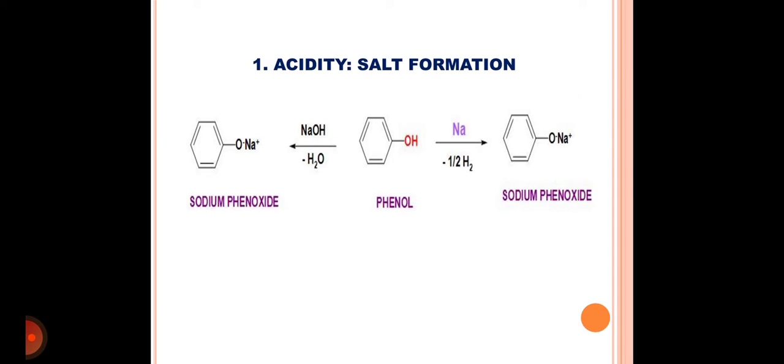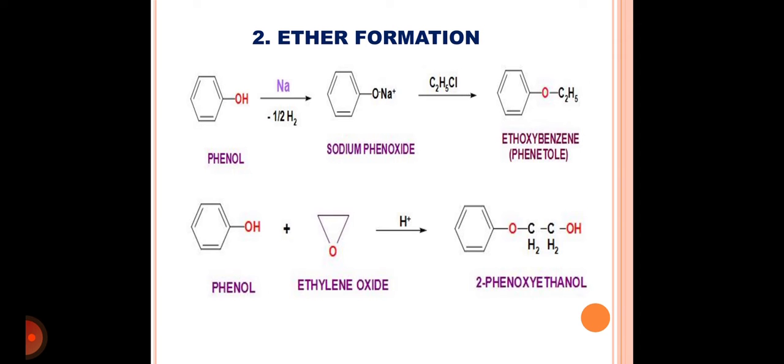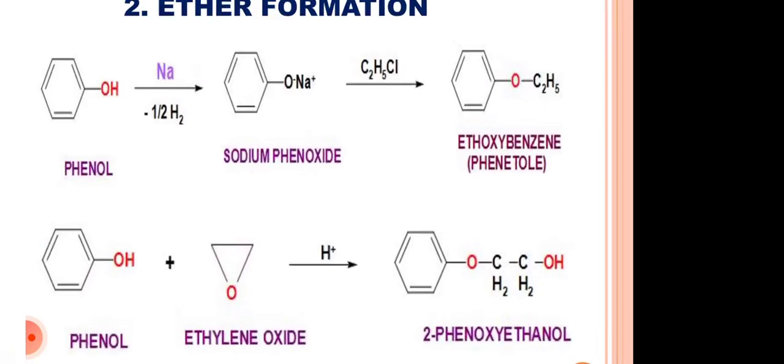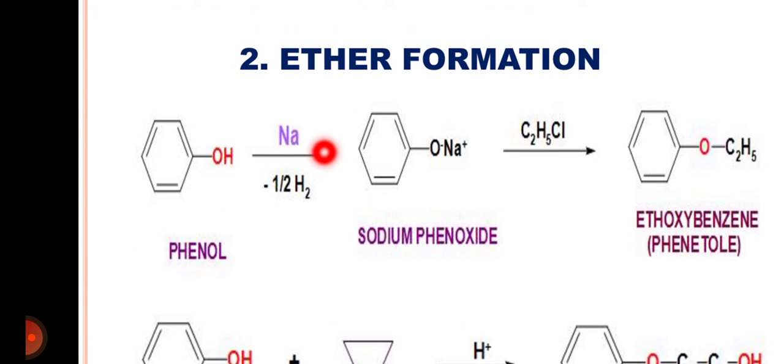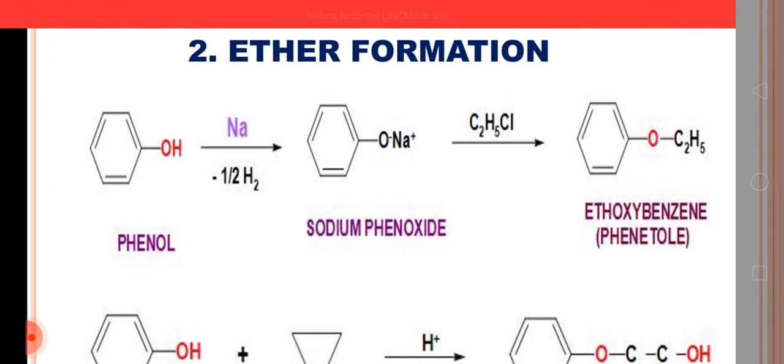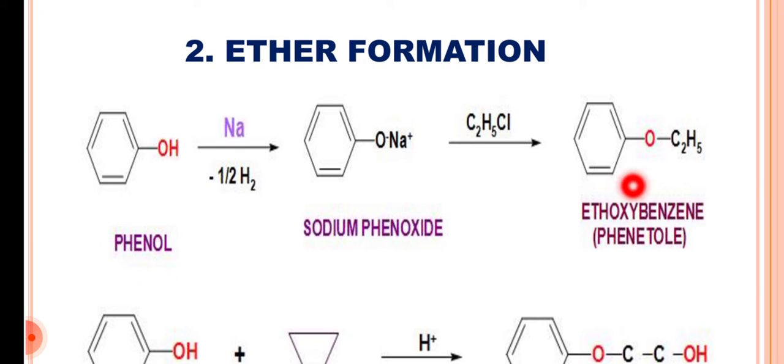The second reaction is the ether formation reaction. It is observed that phenol on reaction with sodium forms sodium phenoxide, which on reaction with alkyl halide like ethyl chloride gives formation of ether. In this case, the ether formed is ethoxybenzene, which is also called as phenetole.